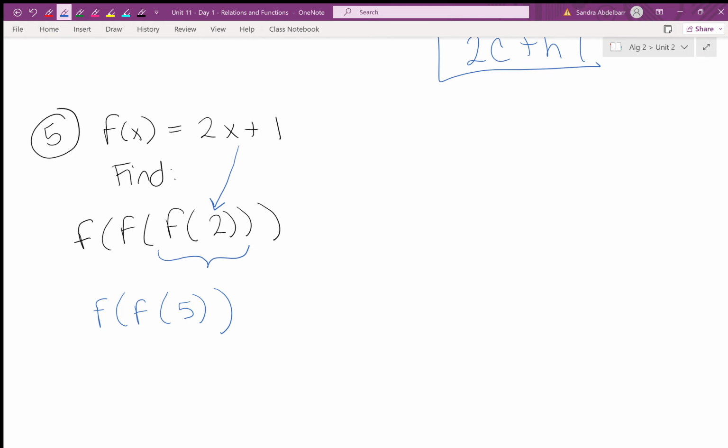So now what am I going to do? I'm going to go back to my function, f of x equals 2x plus 1, and now I'm substituting in a 5 for that. 2 times 5 is 10 plus 1 is 11. So now I have f of 11. What do I do now? Go back to our function and substitute in the 11. 2 times 11 is 22 plus 1 is 23.